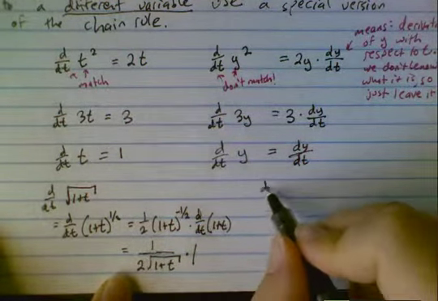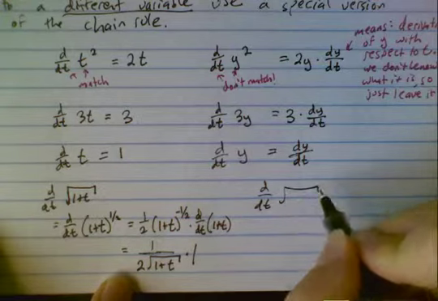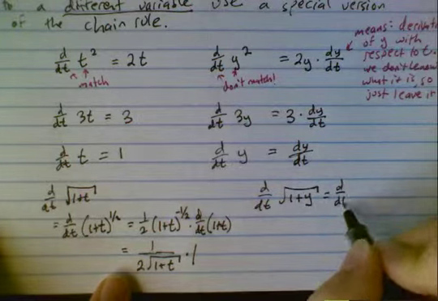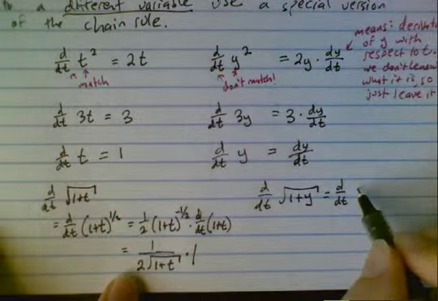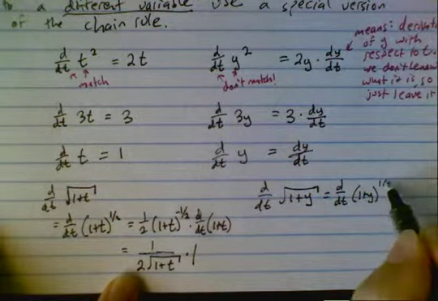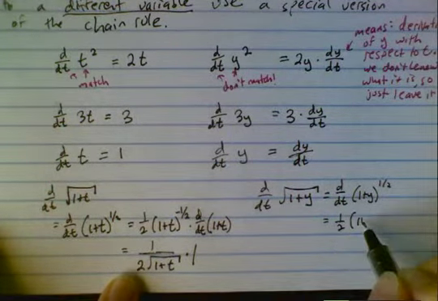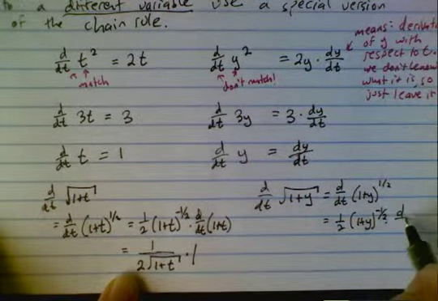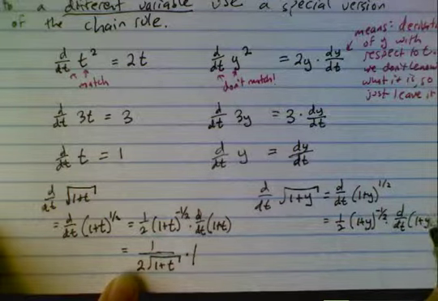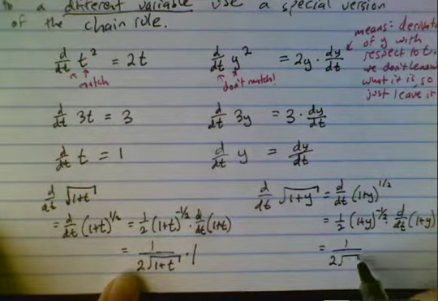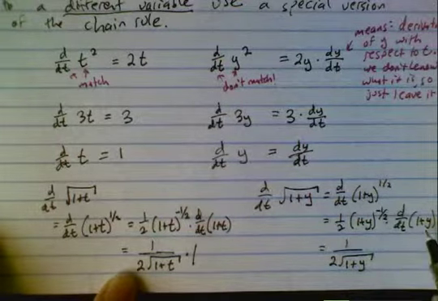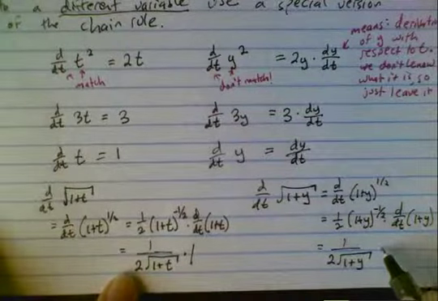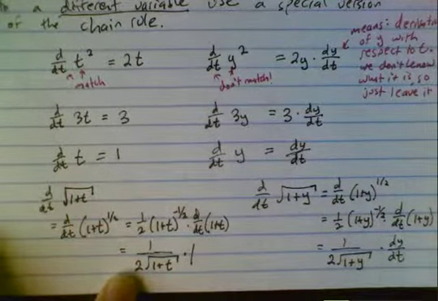Over here, same idea. Now this derivative would just be 1, except that because the variables don't match, we've got to do that little funky chain rule. Right like that.